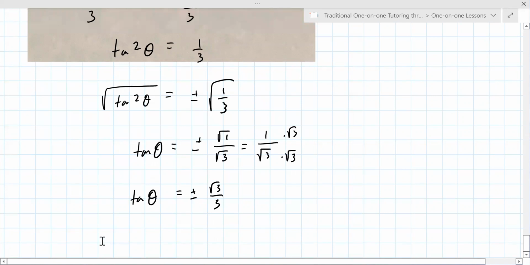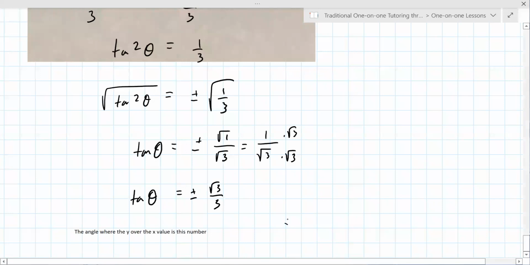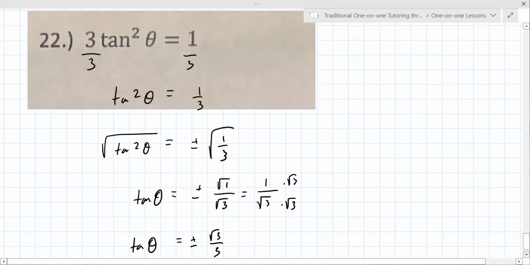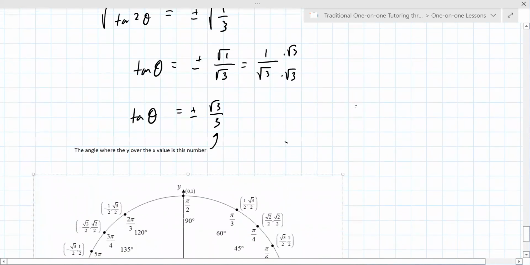Okay, so now what you're looking for in the unit circle is the angle where the y over the x value is this number, the square root of 3/3. Okay, and it's not obvious because you'll notice that they don't give you the tangent value in this unit circle that I just grabbed in here. So you have to know a bit of information to be able to do this. You have to recognize that the square root of 3/3 is not on there. So, well, how can you get it?